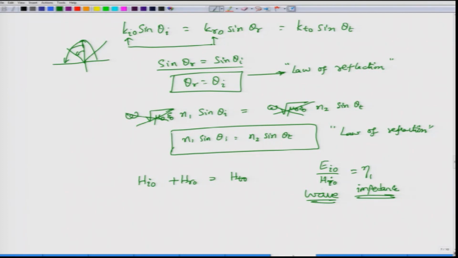With that, and which is the same condition for the reflected and transmitted magnetic fields, the condition on the magnetic field can be rewritten in the form where H I 0 can be written as E I 0 by eta 1 plus E R 0 by eta 1. Why would I write E R 0 by eta 1? Because they are in the same medium, right. Both incident and reflected fields are in the same medium. So this must be equal to E T 0 divided by eta 2.